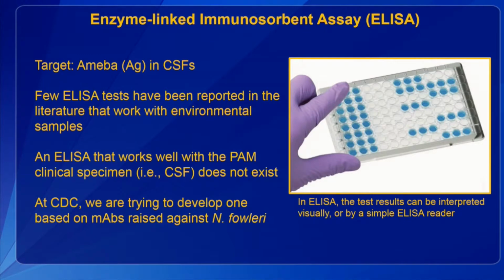One such test will be an enzyme-linked immunosorbent assay, or ELISA, and it would target amoeba antigen in the CSF. In fact, there are 2 or 3 ELISAs that have been reported in the literature, but they have never been tested in actual clinical specimens. And at CDC, we are trying to develop an ELISA using 3 monoclonal antibodies.